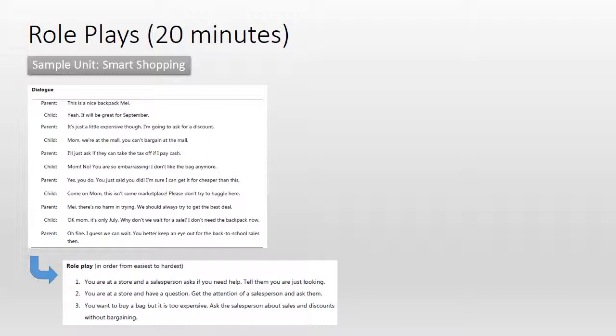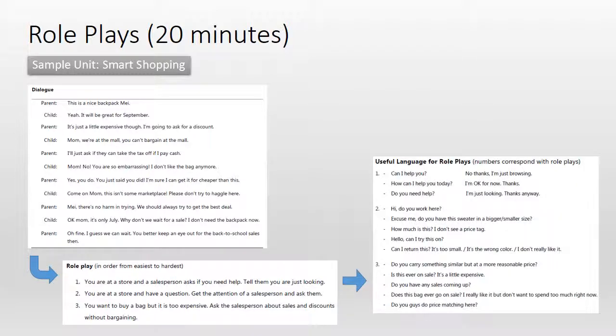There are 3 suggestions for role plays along with a useful language section to go with the role plays. They get more difficult as the number gets higher. 1 is the easiest and 3 is the most difficult. The useful language goes with the role plays. For example, for role play number 1, you are at a store and a salesperson asks if you need help. Tell them you are just looking.